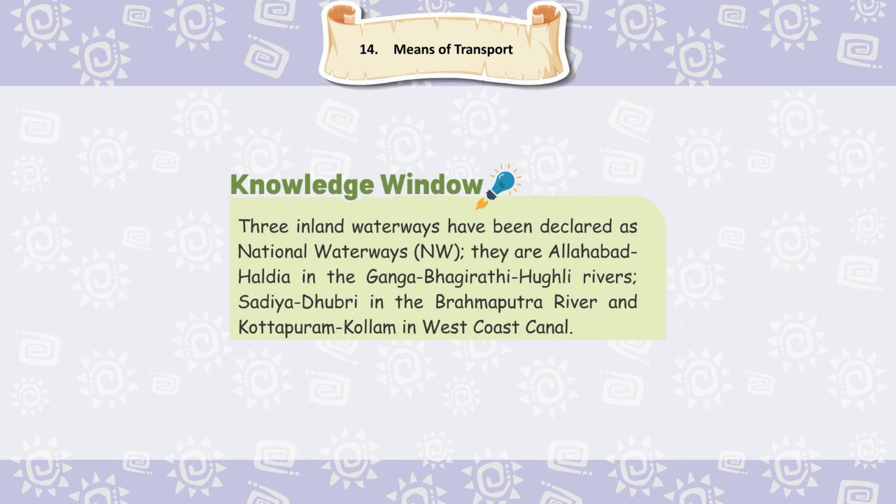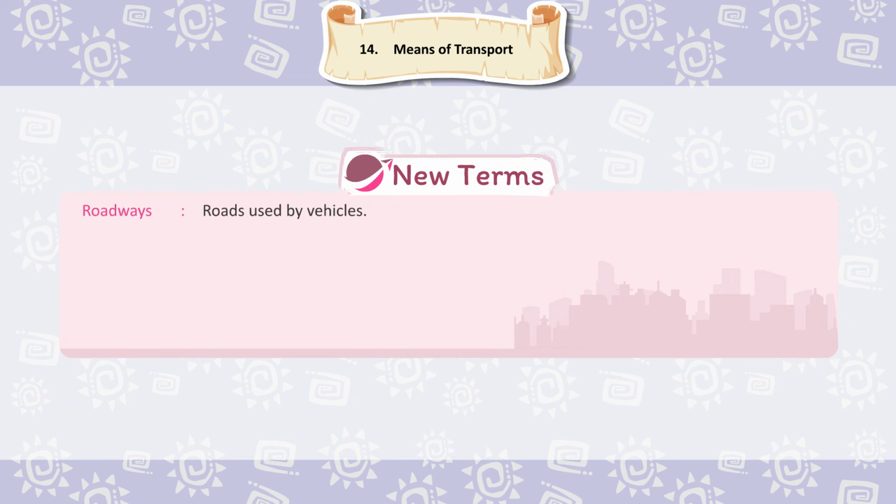Knowledge window. 3 inland waterways have been declared as national waterways (NW). They are Allahabad to Haldia in the Ganga Bhagirathi Hooghly rivers, Sadia to Dhubri in the Brahmaputra river, and Kottapuram to Kollam in the West Coast Canal.